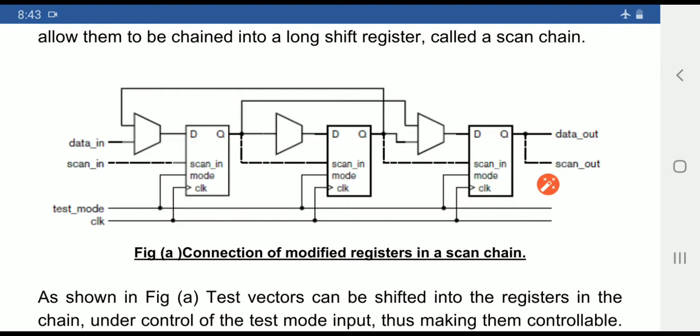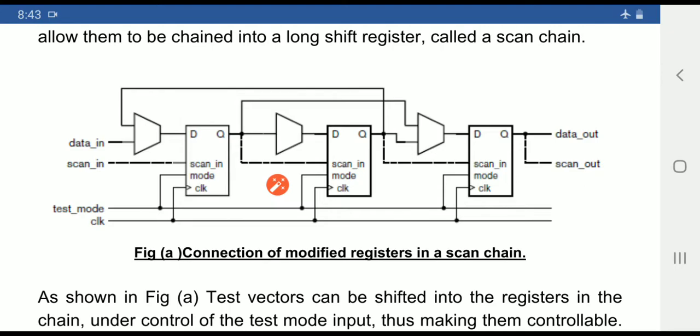Now look at the inputs and outputs of this long chain shift register. It has the inputs data in, scan in, test mode and the clock. The outputs are data out and scan out. There are 3 D flip-flops interconnected in a cascade, and muxes are used to provide a feedback path so that they act as a sequential data path.